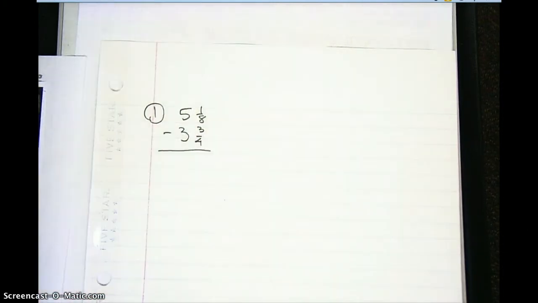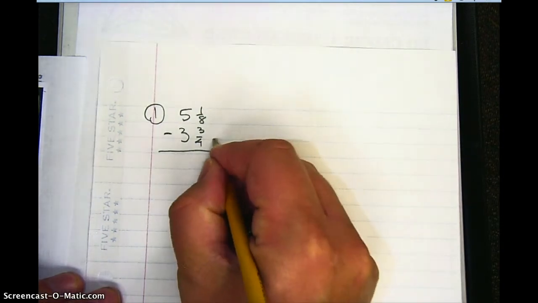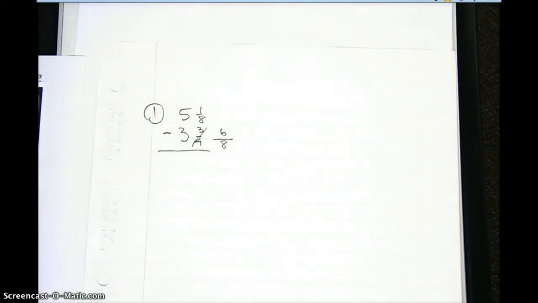The first step when I have a problem like this is to get a common denominator. And the multiples of 8 are 8, 16, 24. The multiples of 4 are 4, 8, 12, 16. So the smallest common denominator, or the smallest multiple of both 4 and 8, is going to be 8. So I'm going to rewrite this as something over 8. So this is going to change to 6/8. Okay? So now I have 3 6/8.